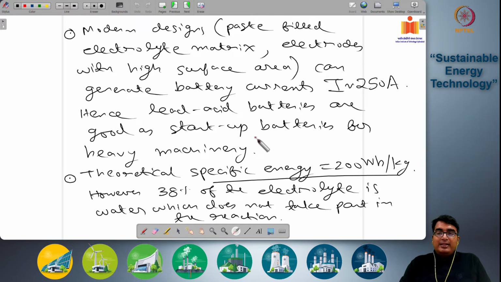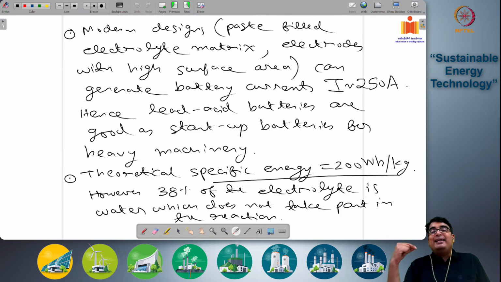So some modern designs, typically aqueous sulfuric acid solutions were used, but modern designs try to go into dry cell batteries, where instead of aqueous solutions which are vulnerable to leakage, you are producing pastes of the electrolytes. So paste filled electrolyte matrix, electrodes with high surface area. You create specific electrodes which have porous surfaces, increasing the surface area for the reactions to occur. You are using paste instead of aqueous electrolytes. These kinds of advancements can generate battery currents of the order of 250 amperes.